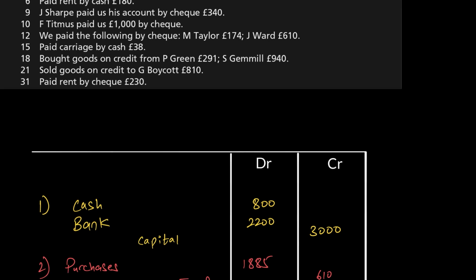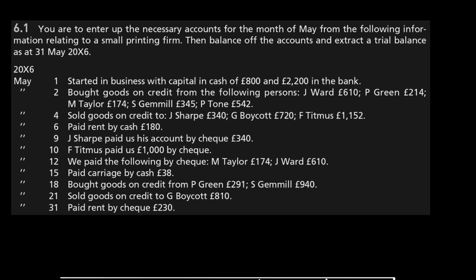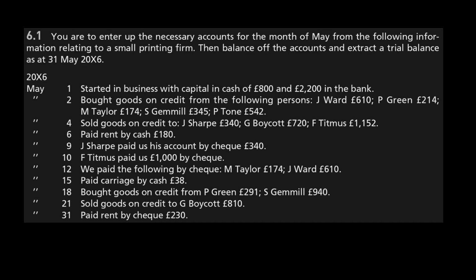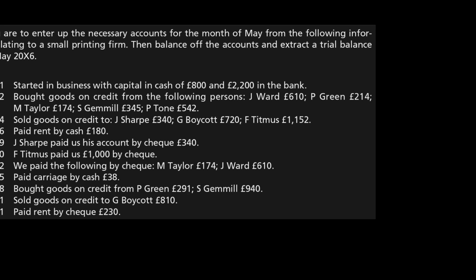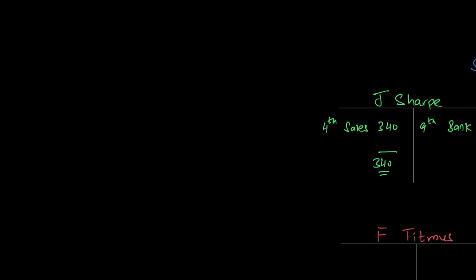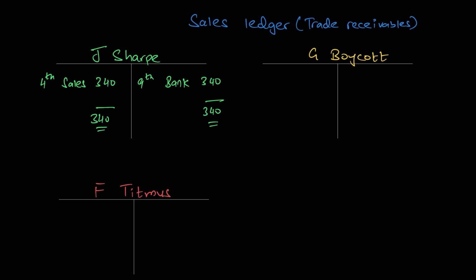So I'll take you back to the ledger. So now I can remove this. Yeah, so now let's go back to our ledger. Let's enter these transactions into J Sharp's account. So let me first remove this. All right. Now this is how I should enter it into J Sharp's account.